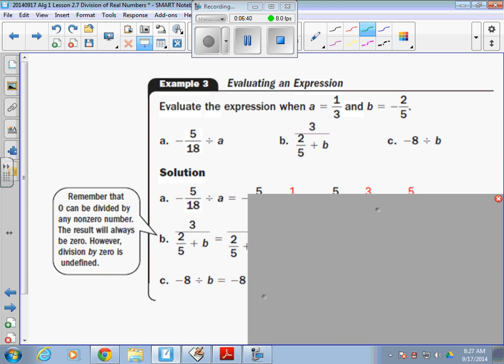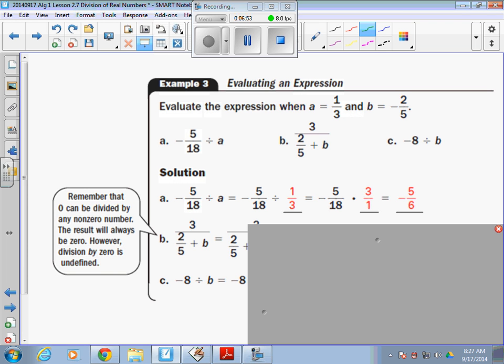Example number 3 is evaluating an expression. It says evaluate the expression when A is 1/3 and B is negative 2 over 5. Negative 15 over 18 divided by A can be written as negative 15 over 18 times A's value, 1 over 3, flipped to 3 over 1. You use a reciprocal. 1 over 3 becomes 3 over 1.